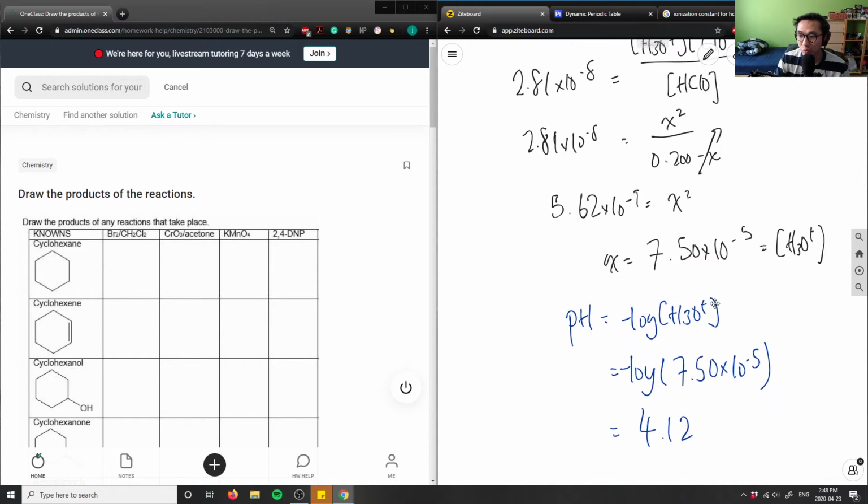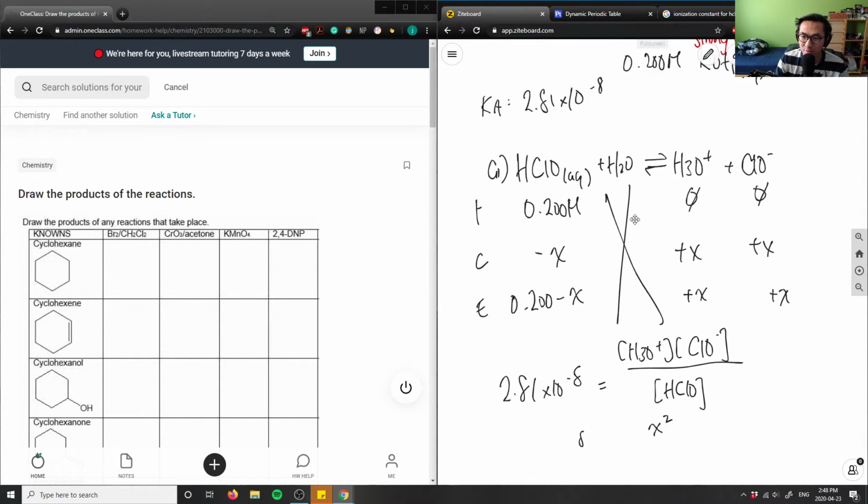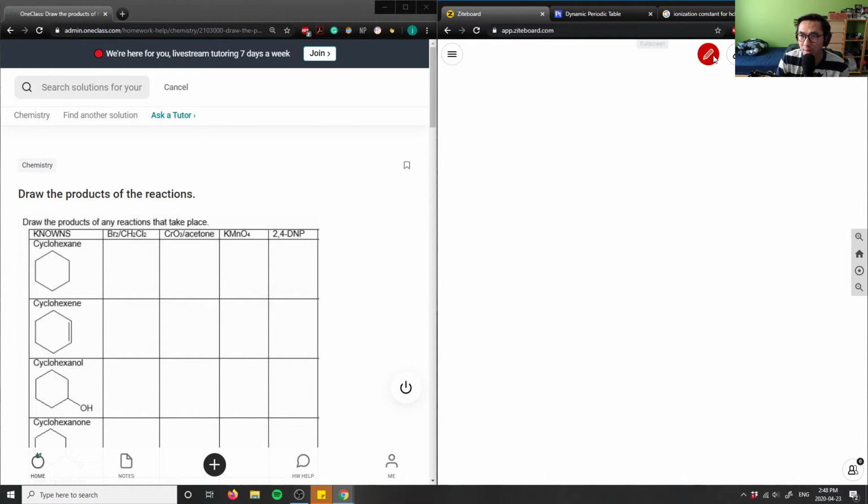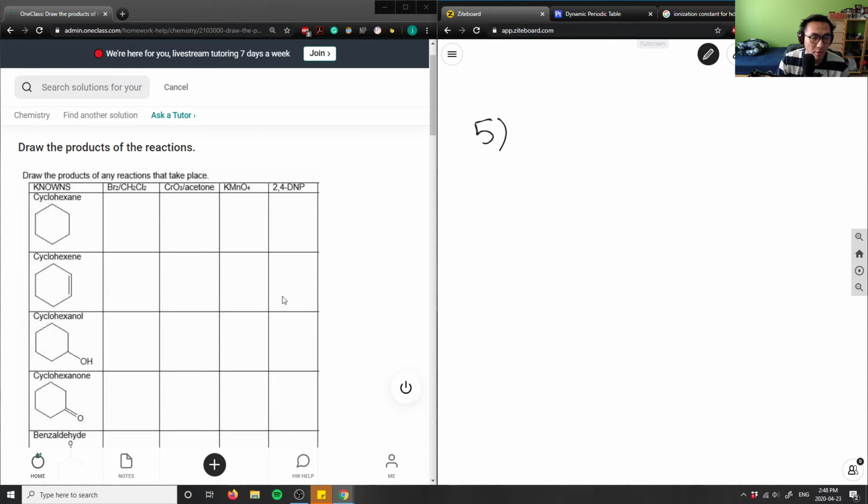Whew, that was actually a really, really, really long answer. That was question 4, and now we're at question 5 here. Question 5 is an organic chemistry kind of question. It says here, draw the products of any reactions that take place.